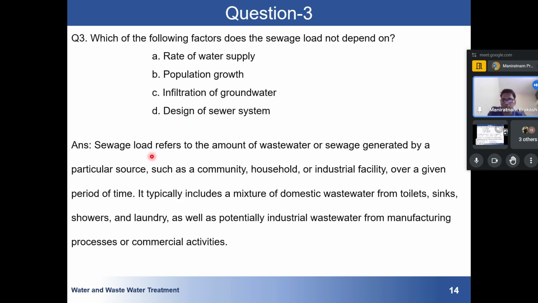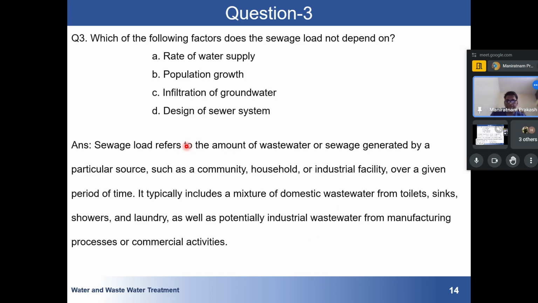The sewage load refers to the amount of wastewater or sewage generated by a particular source, such as a community, household, or industrial facility, over a given period of time. Whatever waste we generate is known as sewage load. It typically includes a mixture of domestic wastewater from toilets, sinks, showers, and laundry, as well as potential industrial wastewater from manufacturing processes or community activities. So I think this should be clear to you.